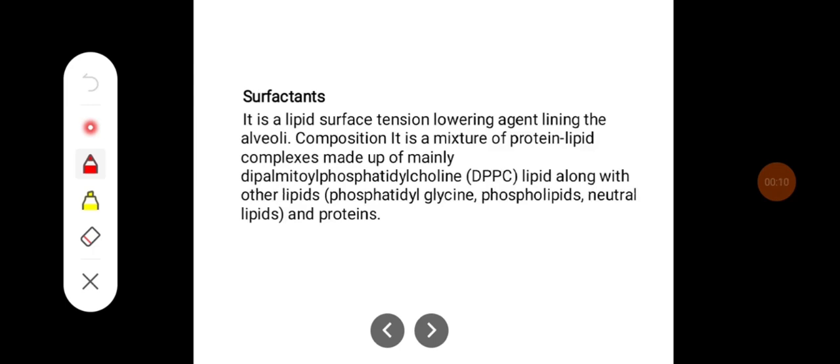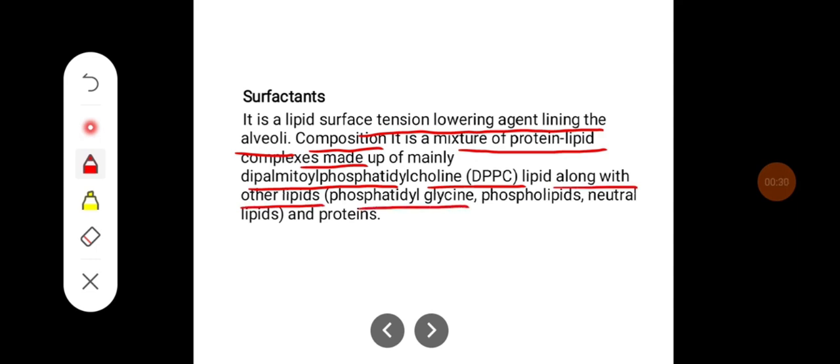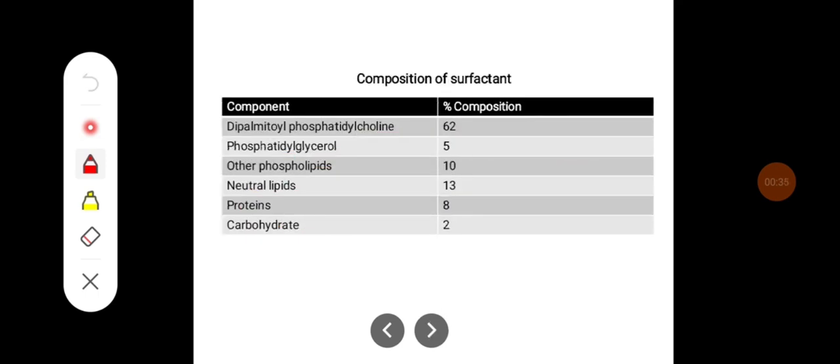It is a lipid surface tension lowering agent lining the alveoli. If you see the composition, it is made up of protein lipid complexes, and it is made up of mainly dipalmitoyl phosphatidylcholine, that is DPPC, lipid along with other lipids, that is phosphatidylglycerol, phospholipids, neutral lipids, and proteins. So this is the composition of the surfactant.